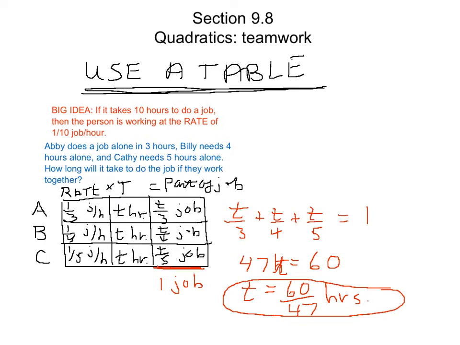Okay, so the big deal here is the way this table works, and the part that you've got to get used to is that rate times time is equal to the part of the job, and when you add together all the different parts, you get one full job. So that's the technique that'll work on all of these problems.